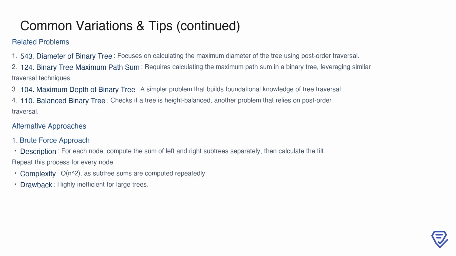In addition to these related problems, it's worth considering alternative approaches to solving the binary tree tilt problem. The brute force approach involves calculating the sum of left and right subtrees separately for each node and then computing the tilt. While straightforward, this method has a time complexity of O(n squared), because subtree sums are computed repeatedly. As a result, it is highly inefficient for larger trees.